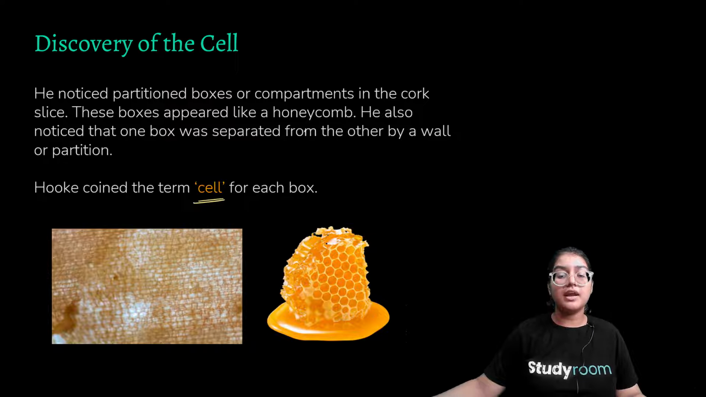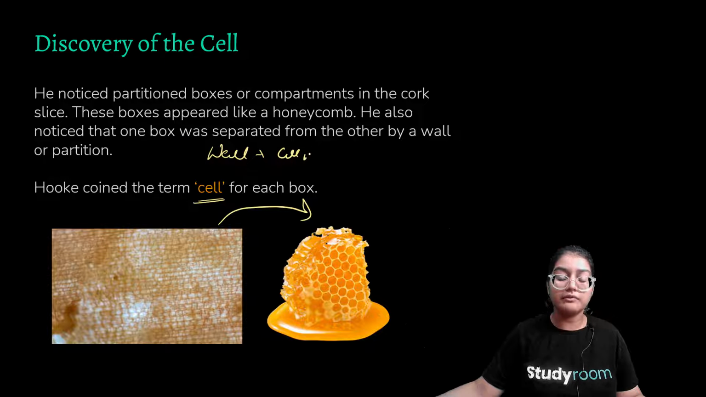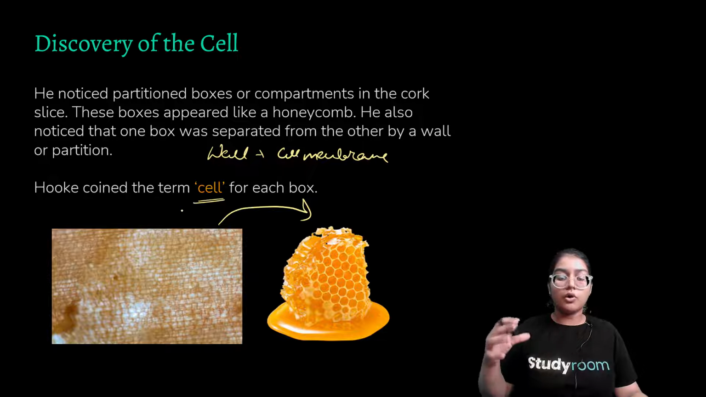These boxes appeared like a honeycomb structure to him. So he compared this to a honeycomb structure. He also noticed that one box was separate from another by a wall. So you can imagine, for example, these are cells. You can see that this hexagonal structure has a boundary to it, a wall to it. And that wall in the cell is called the cell membrane. We'll be learning about the cell membrane further. But each box or each compartment was named a cell.